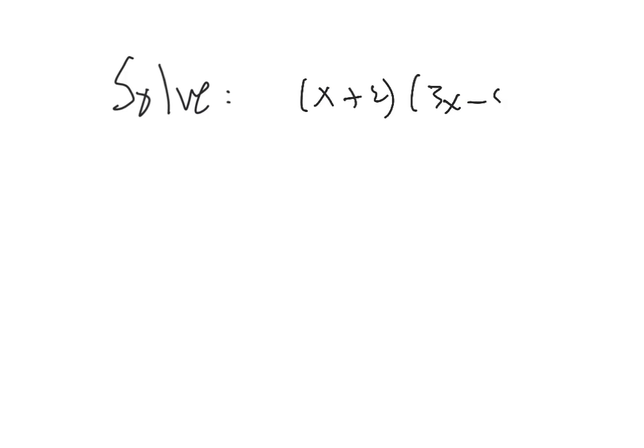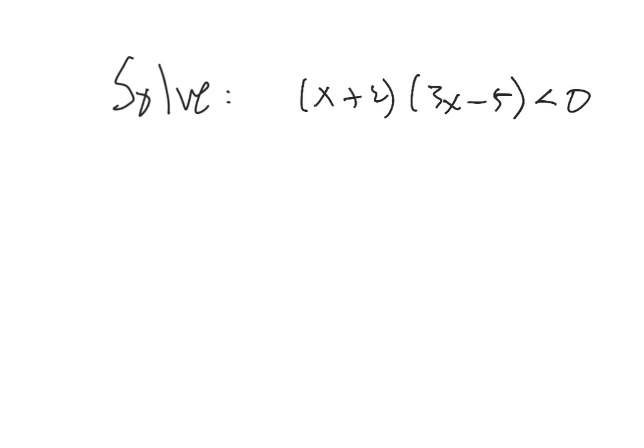So what I want to do is solve this inequality. Let's take x plus 2 times 3x minus 5. And I want that expression to be negative. That's all I care about, where it's negative.